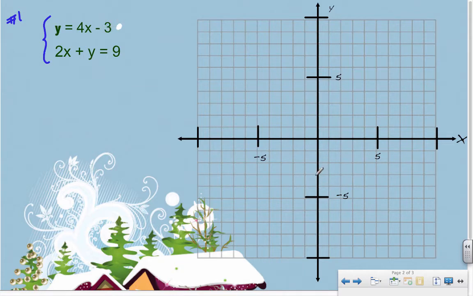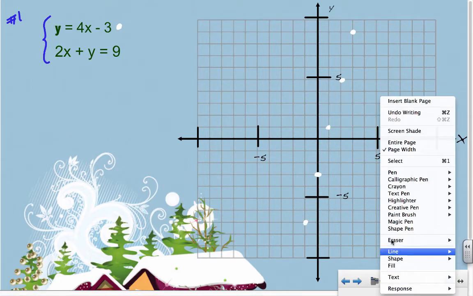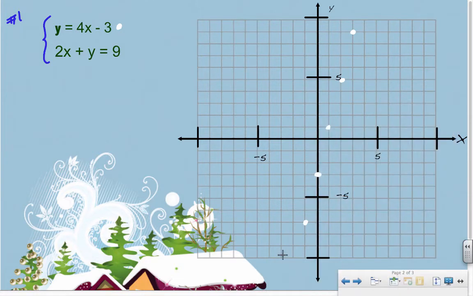Go to -3, that's the y-intercept. Go up 4 over 1, up 4 over 1, up 4 over 1. And if I had to, I'm going to go down 4 over 1. I am now going to take my time and make sure I draw a nice line that goes through all my points. All right, as usual, we always want to label our lines. So this is the line y equals 4x minus 3.